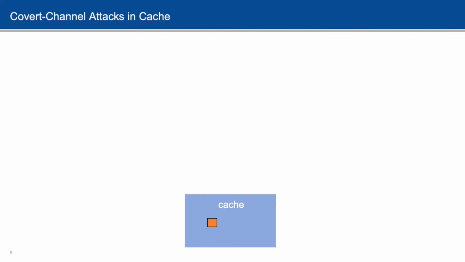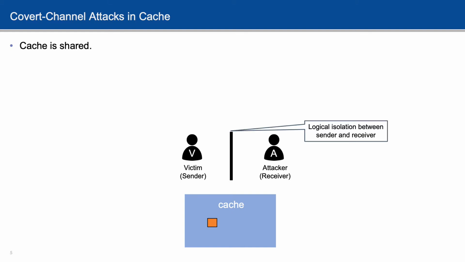So how does a covert channel attack happen in cache? Cache is shared among different processes. For example, I have two processes, victim and attacker. The victim leaks information, so it's called the sender, and the attacker will receive the information. There should be logical isolation between the sender and the receiver.